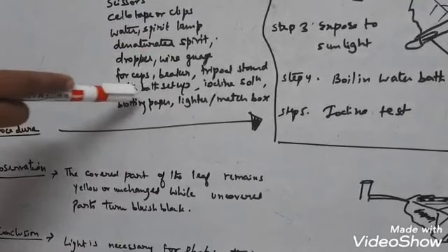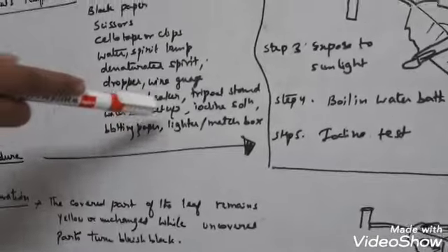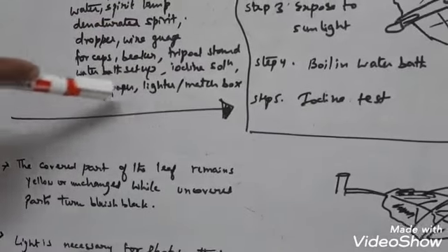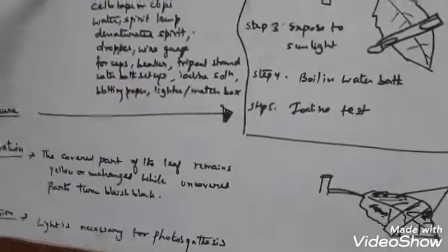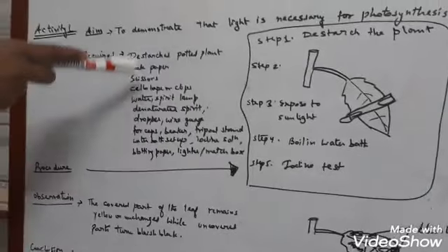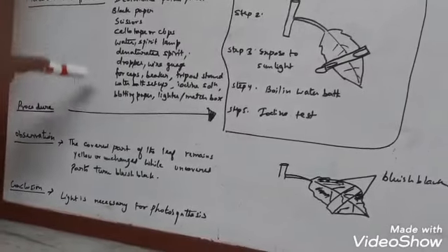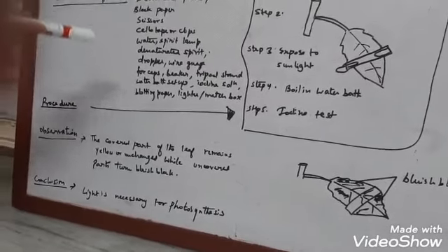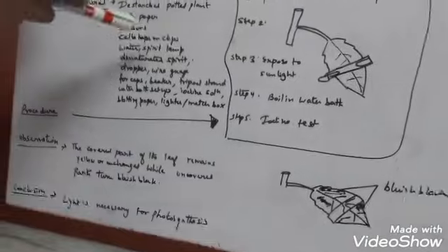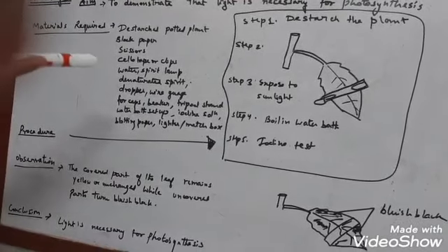Okay, a water bath setup. This also I will describe, what a water bath setup is. Iodine solution, blotting paper, lighter or matchbox. So all these requirements are there for your activity. You can do it in your laboratory. It is not possible to get all these things at your home, so I am just demonstrating how to conduct this activity.